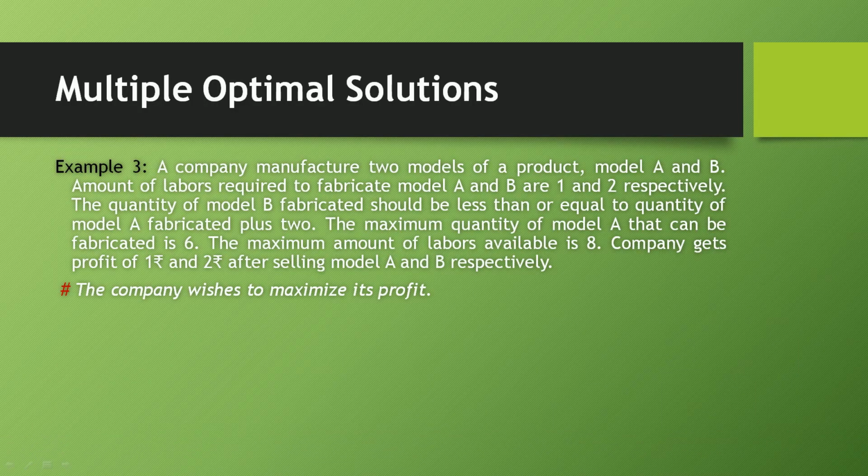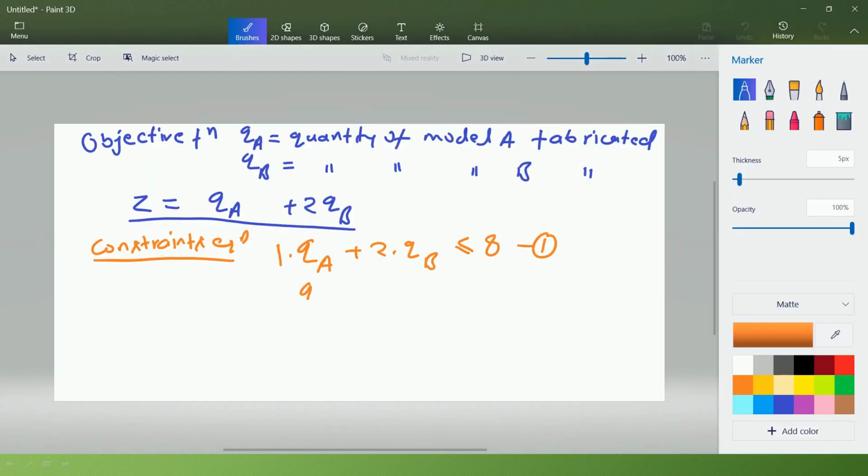Now the second condition which is given is the quantity of model B fabricated should be less than or equal to the quantity of model A fabricated plus 2. That means QB should be less than or equal to quantity of model A fabricated plus 2, which can also be written as QB minus QA less than equal to 2. Okay, so this is our equation 2.